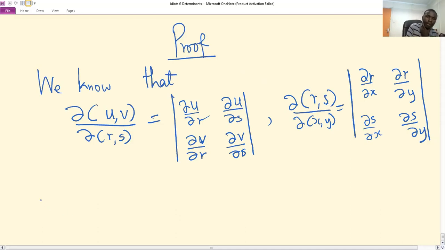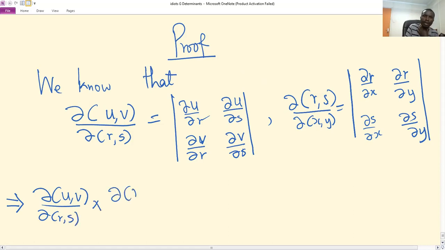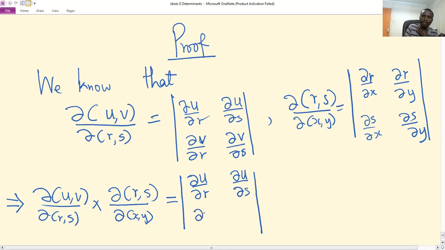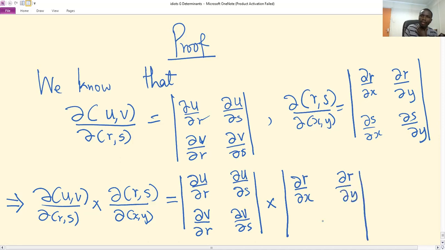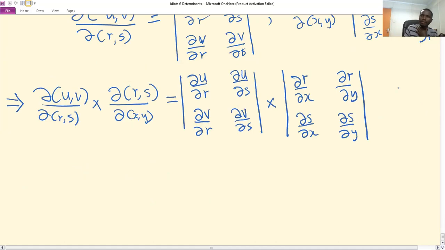This is by definition. So if I multiply the Jacobian of U, V with respect to R, S by the Jacobian of R, S with respect to X, Y, I get the determinant partial U partial R, partial U partial S, partial V partial R, partial V partial S, multiplied by the determinant partial R partial X, partial R partial Y, partial S partial X, partial S partial Y. Let me call this equation 1.